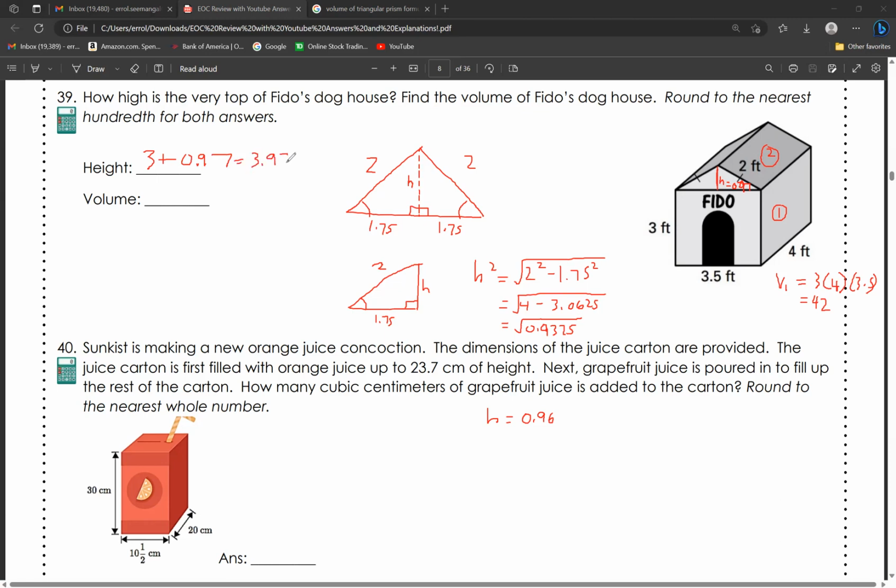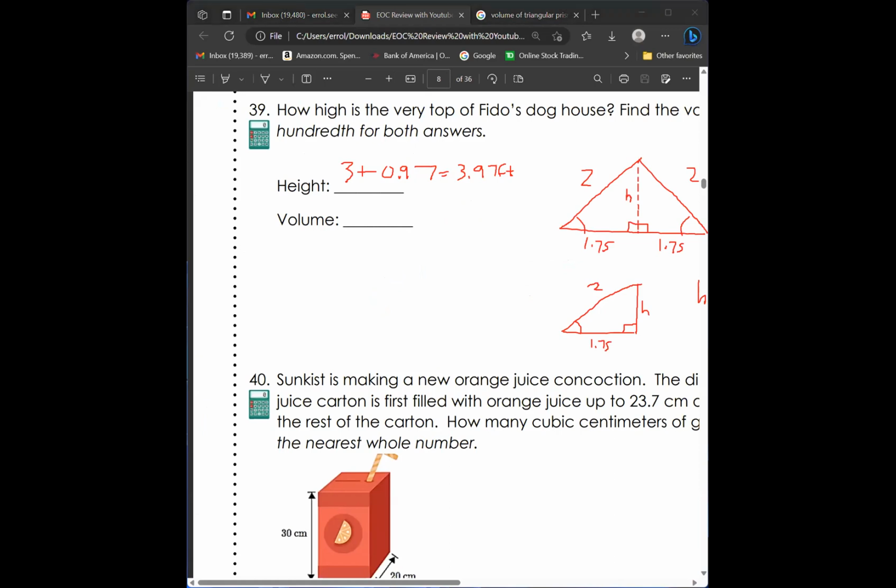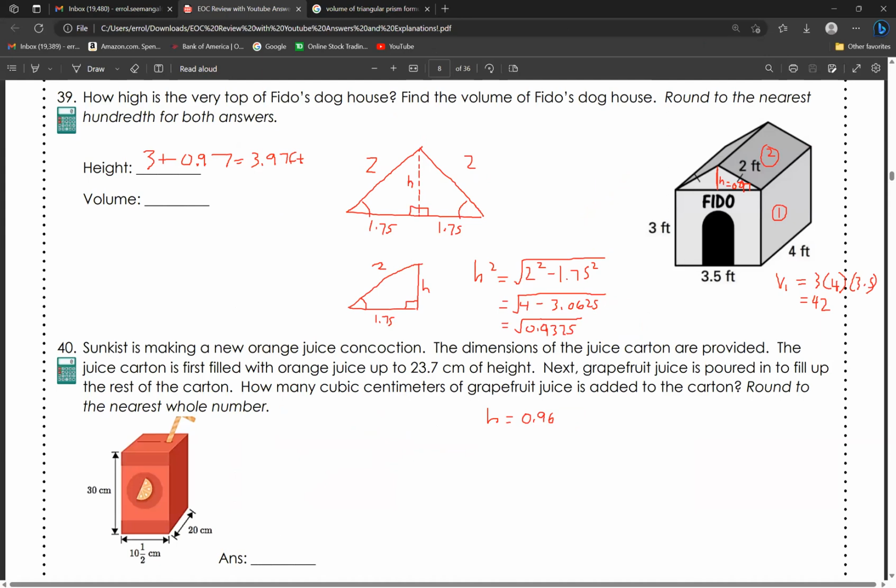Let me check the answer on that one. Double check that on the calculator. This was knowing how to get the height of just that little triangle, which we did right here. Okay, we have one more question on this page. Look, they got 3.97 for the height, and that's what we got.